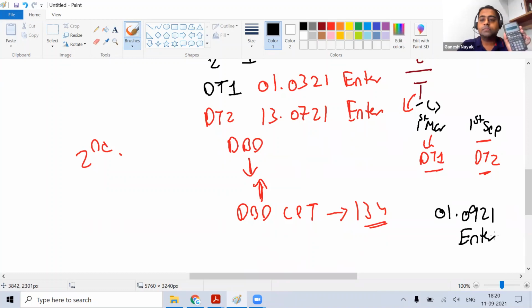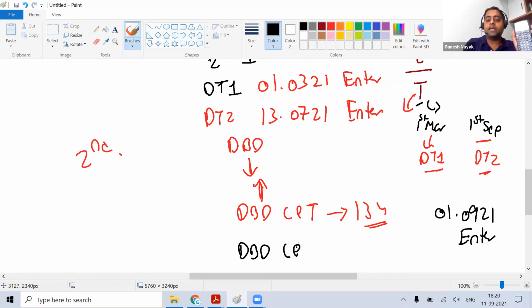01.0921, enter. Enter. If you do not press enter, you will not get the answer. Okay. Press down. The denominator is also actual, so you don't need to change that actual by 360 part. Press down, come to DBD and press compute.